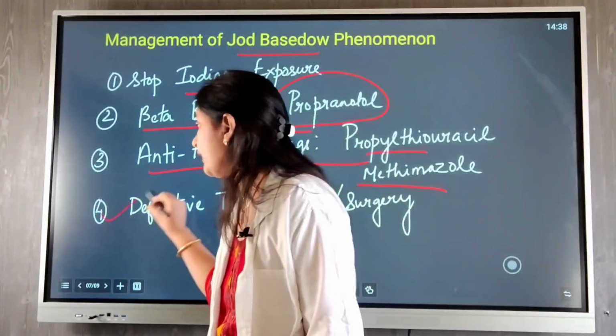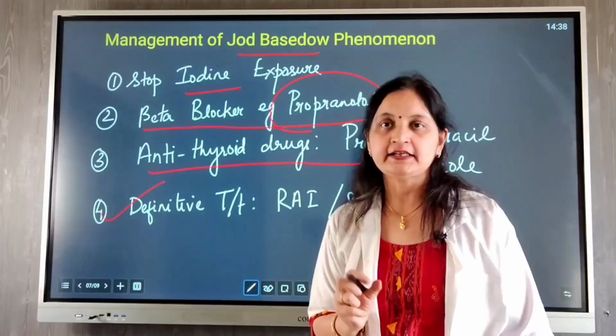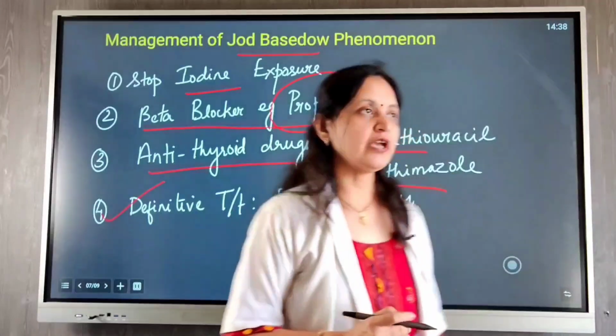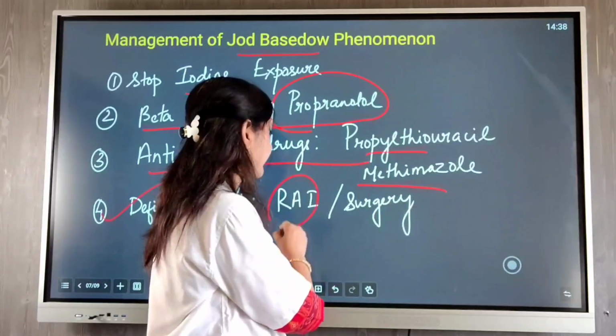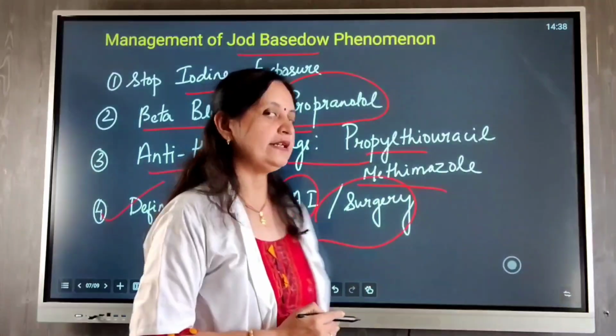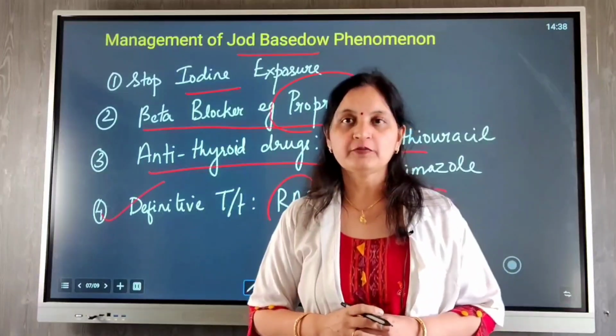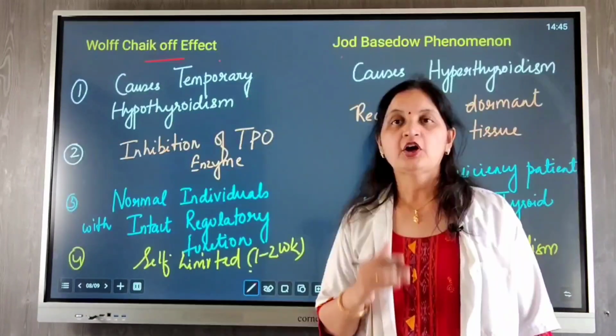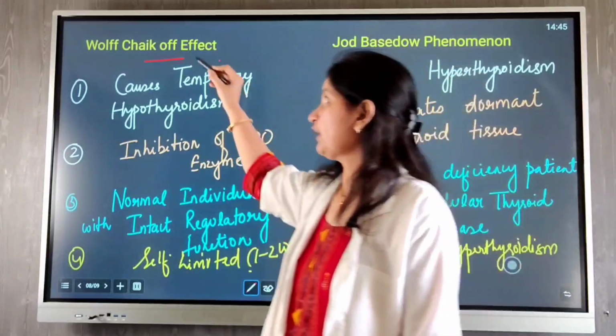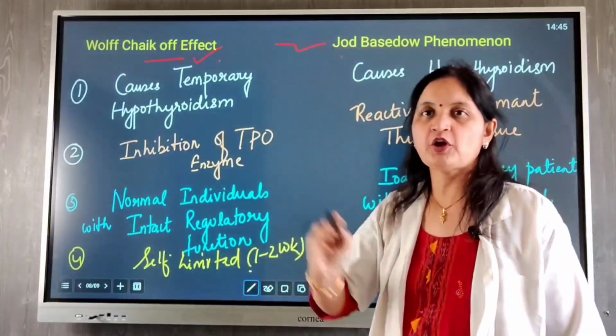Lastly, if Jod Basedow's phenomenon is persistent, then definitive treatment such as radioactive iodine treatment and surgery can be considered in the management of Jod Basedow's phenomenon. Now let's have a comparison between Wolff Chaikoff's effect and Jod Basedow's phenomenon.